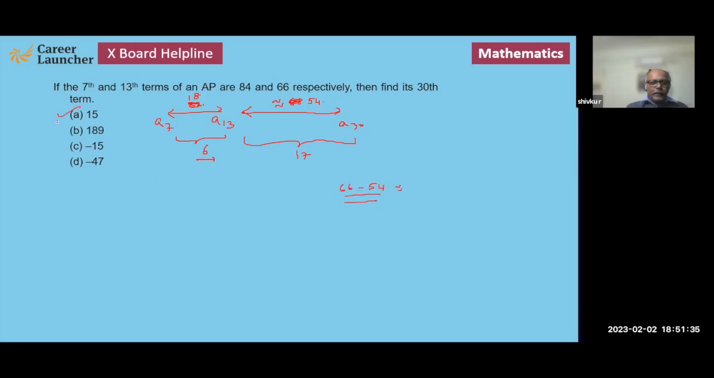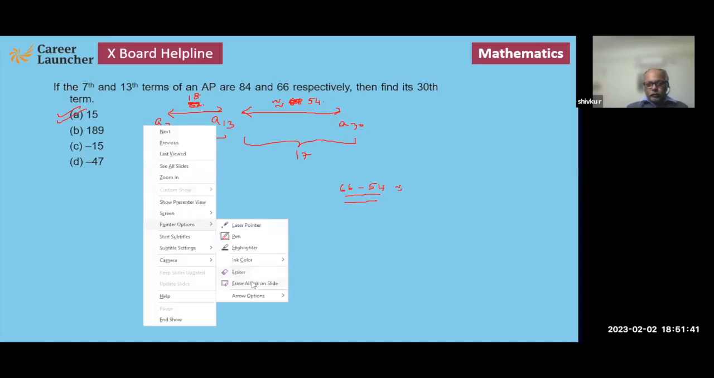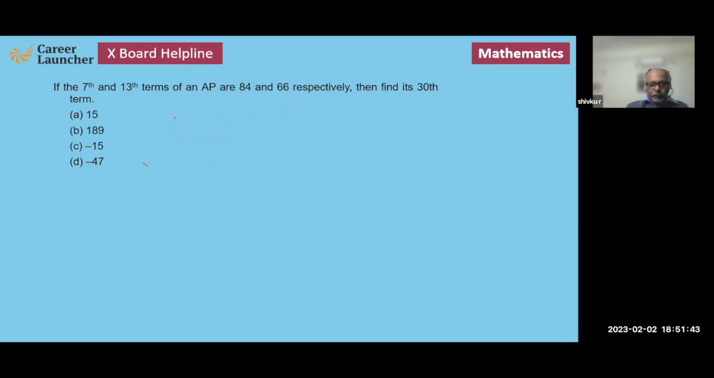जो answer यहाँ पे है, I would straight away go and mark 15 as the answer. मैं दोबारा repeat करता हूँ इसको. हमारे पास A7 है, हमारे पास A13 है, right? तो इसका मतलब इन दोनों के बीच में 6 terms है. 6 terms का जो difference है, that is equal to 18. 84 minus 66. And ये जो है, this is A30.